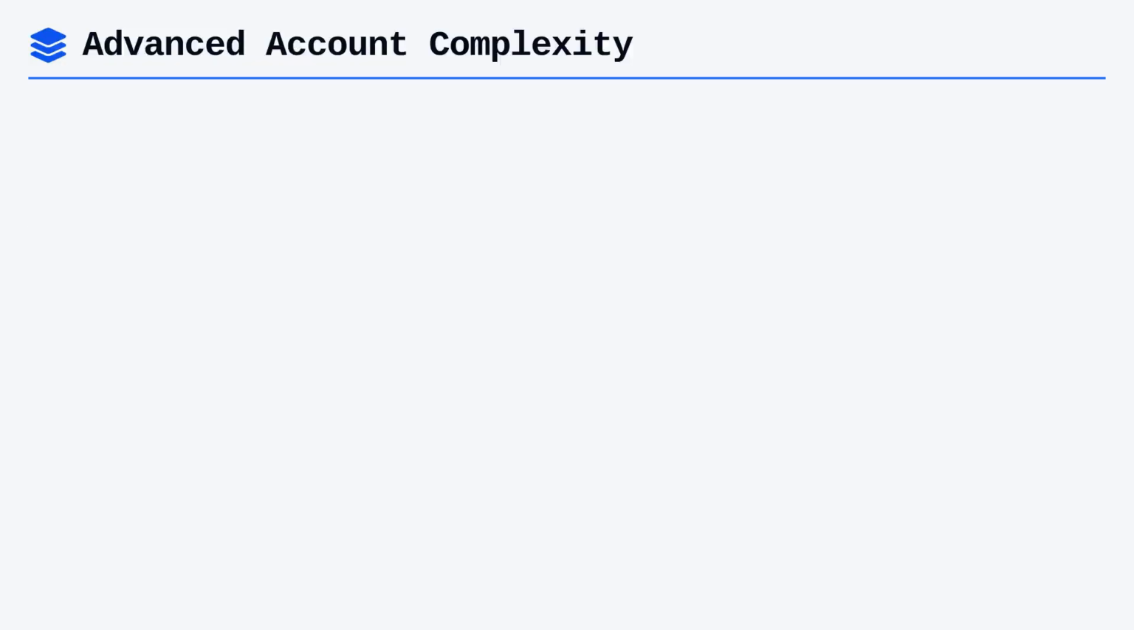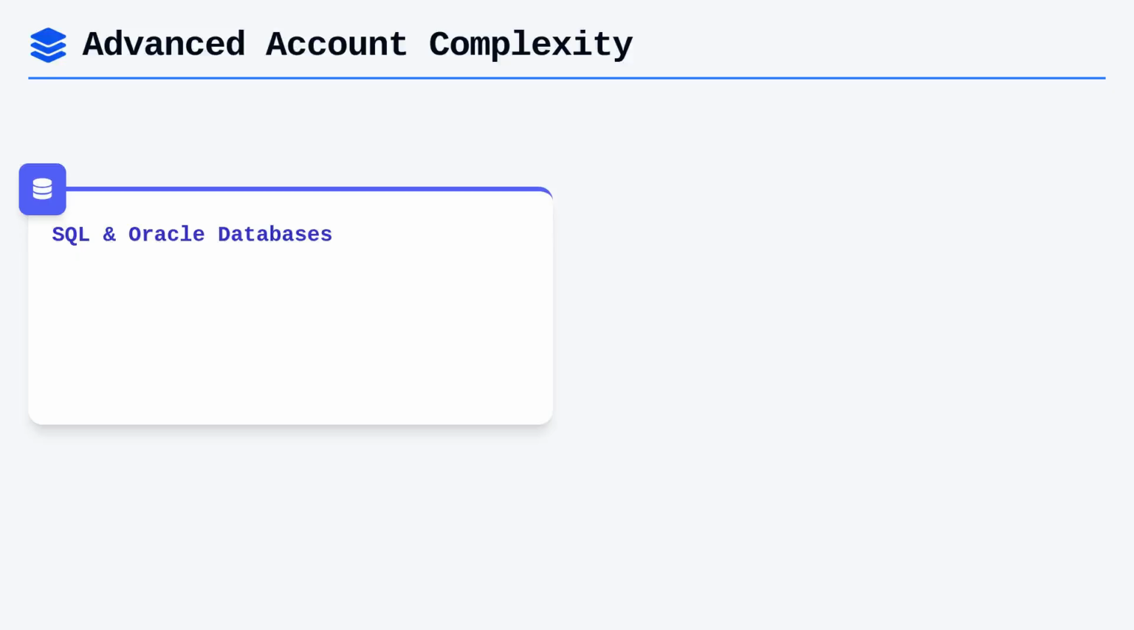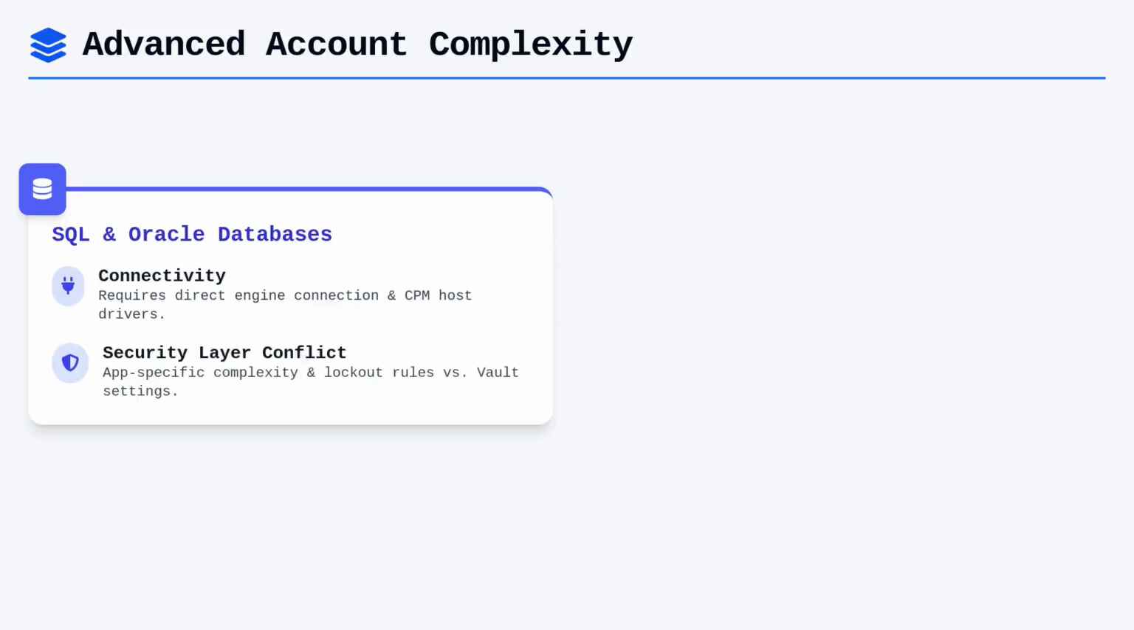Complexity increases significantly when we pivot to database users and cloud IAM roles, which behave quite differently from traditional operating system accounts. For SQL or Oracle databases, CyberArk needs to establish a direct connection to the database engine, meaning the CPM host must have the necessary database drivers installed and accessible. You are not just updating a credential, but often interacting with an application-specific security layer that might enforce its own complexity rules and lockout policies that conflict with the Vault's settings.